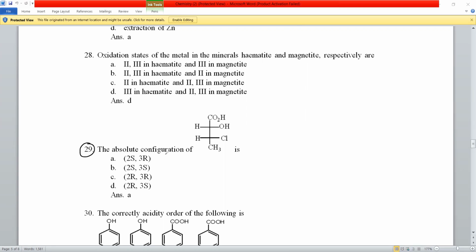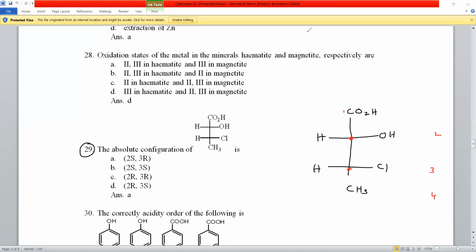Next, question number 29, absolute configuration. Very easy question. They have asked it directly, but you might get a little confused, so no need to get confused. I'll explain how to do this. Listen. First we have to give the numbering according to IUPAC nomenclature. This is the first carbon, this is the second carbon, this is the third carbon, and this is the fourth carbon. So the second as well as the third carbons are chiral centers.